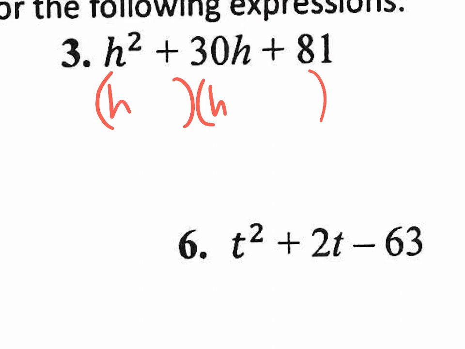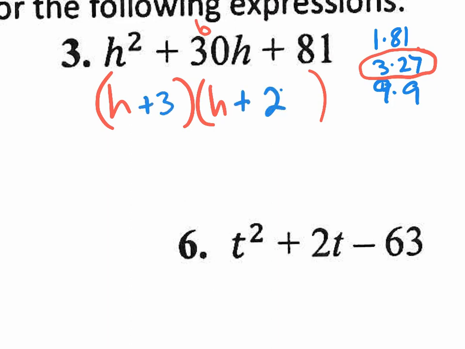If you don't know, just start: 1 times 81. 2 doesn't work. 3 times 27. 4 doesn't work. 9 times 9. Yeah, but 9 plus 9 is not 30. So out of all those pairs of numbers, you pick the numbers that if you add give you the middle value b, which happens to be 30. So we're going to put that positive 3 and that positive 27 right in there.